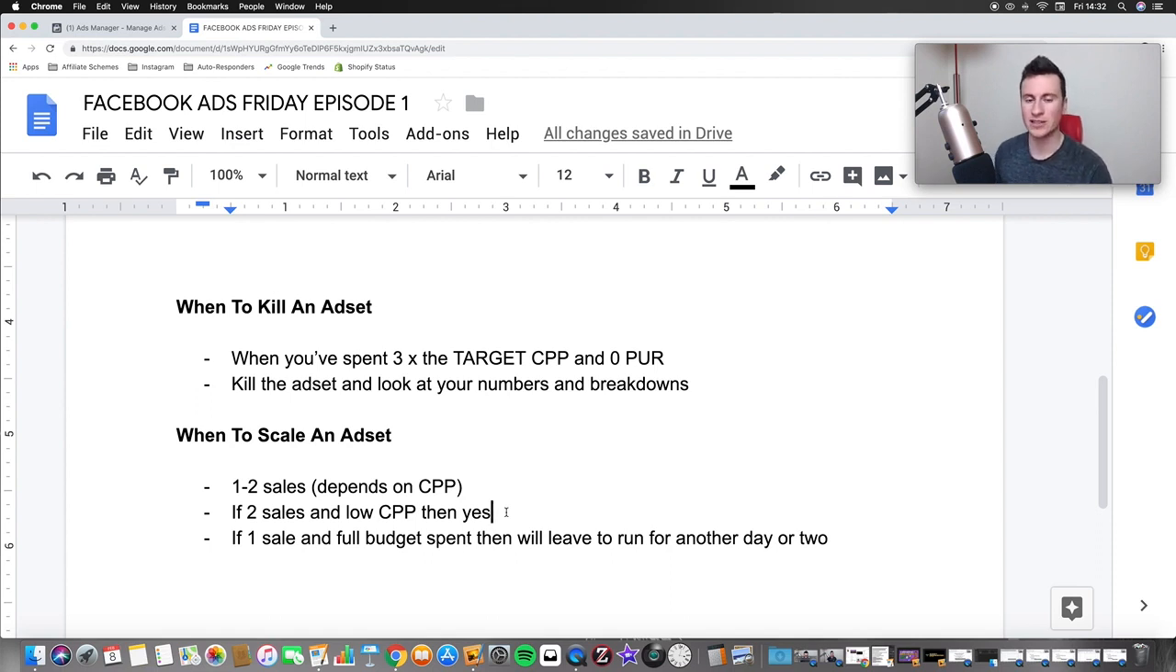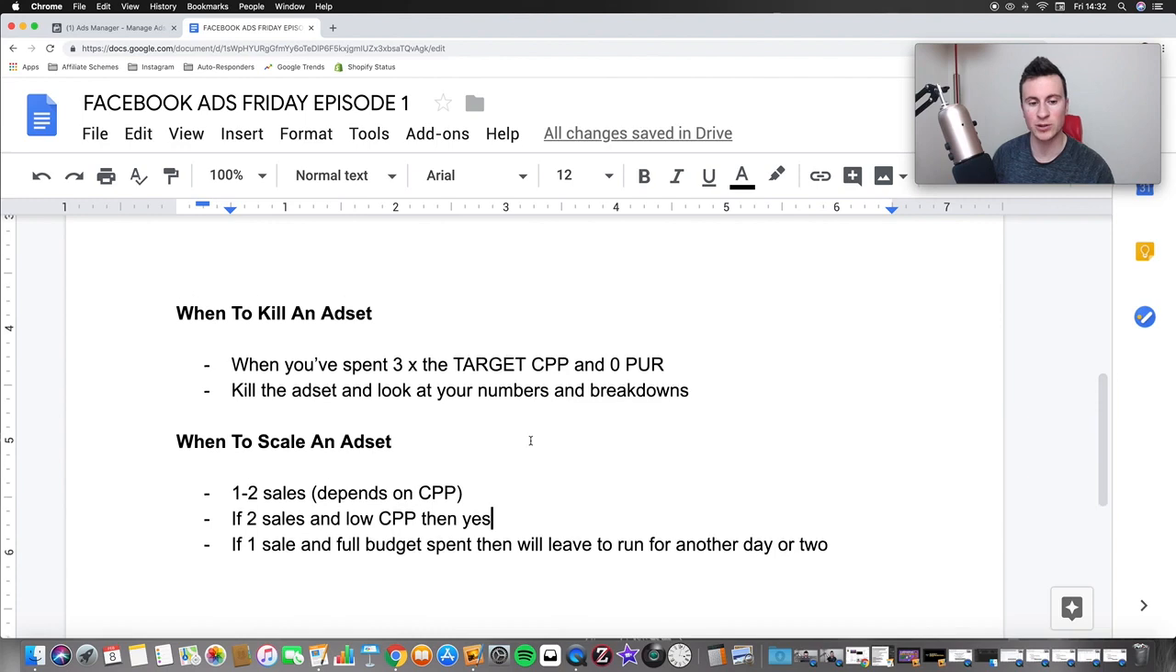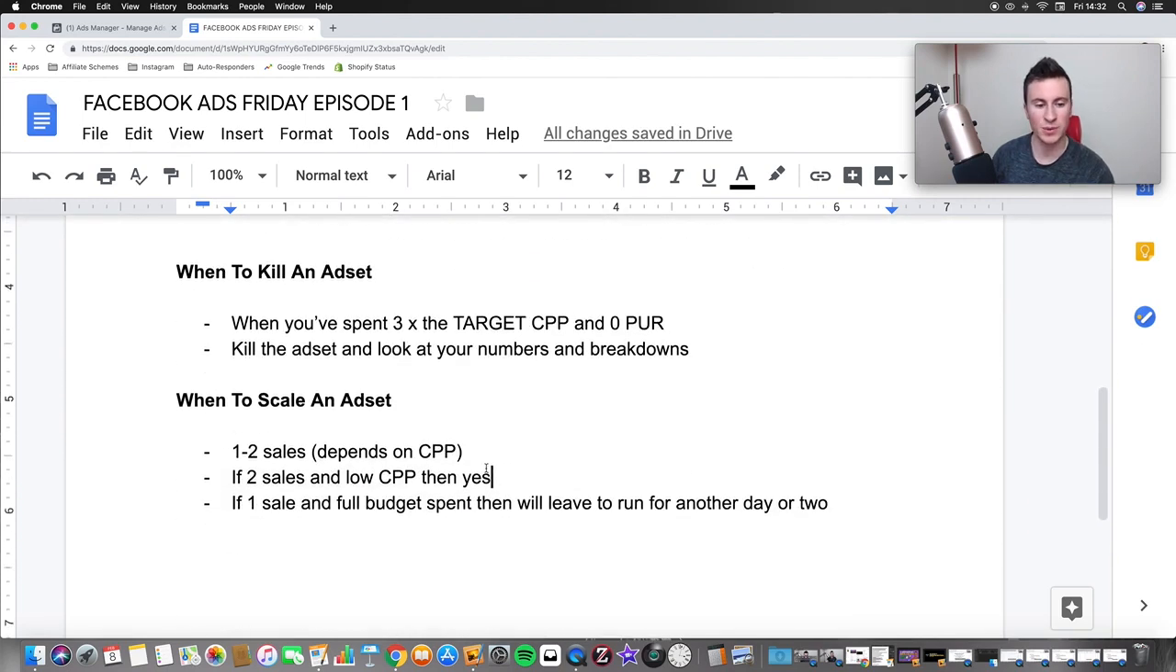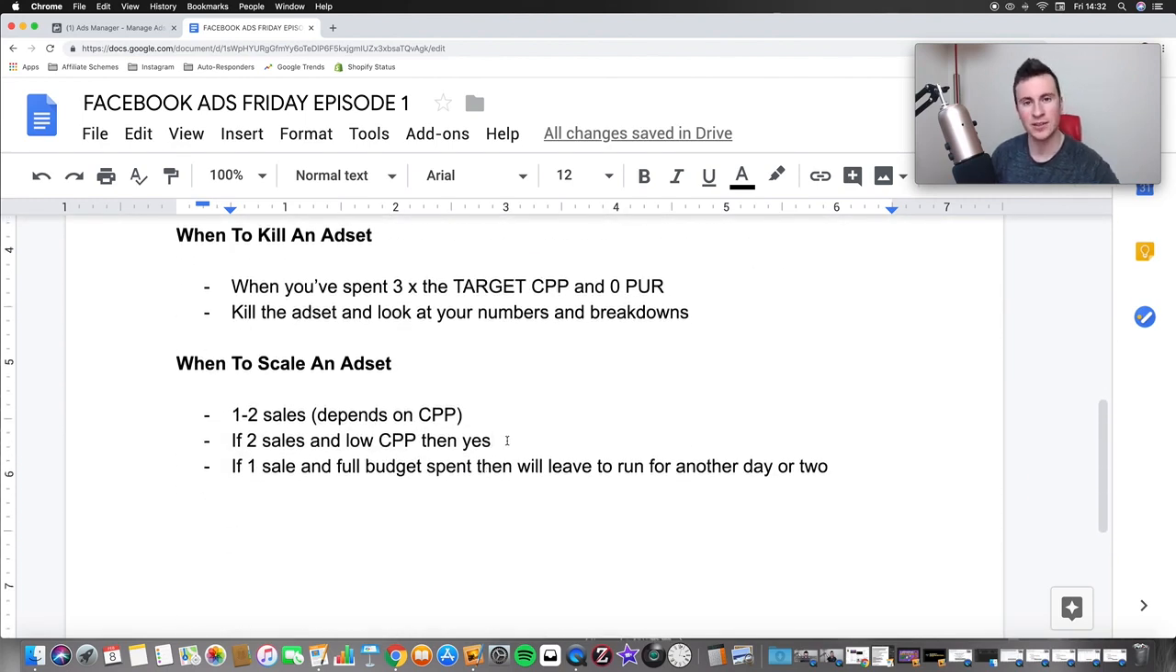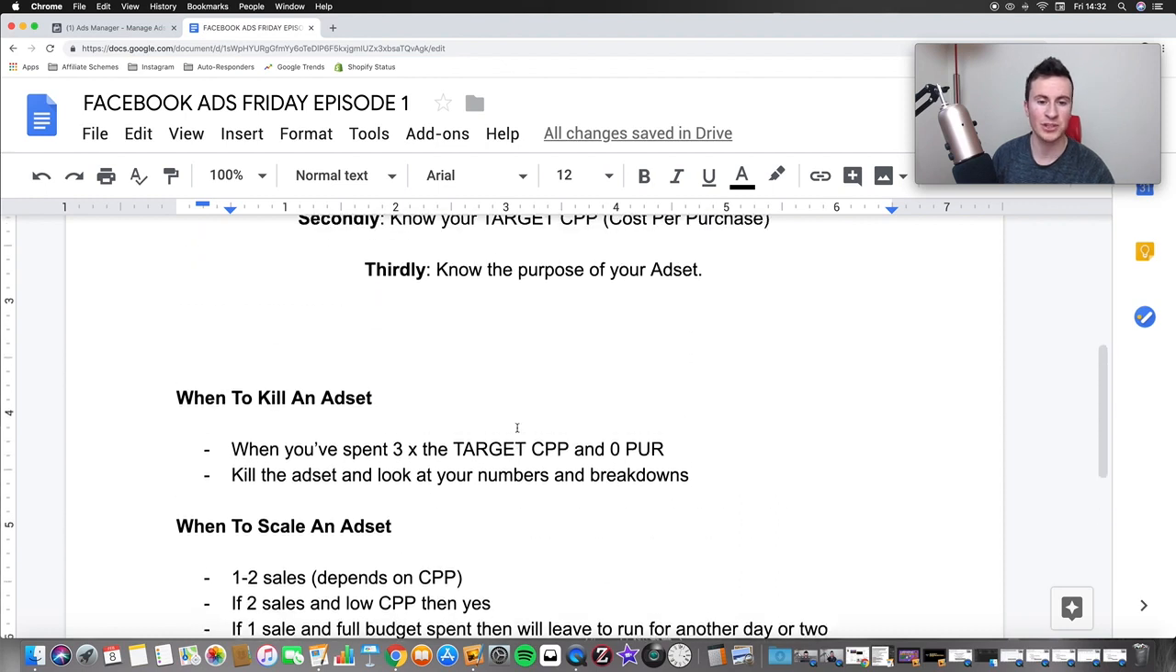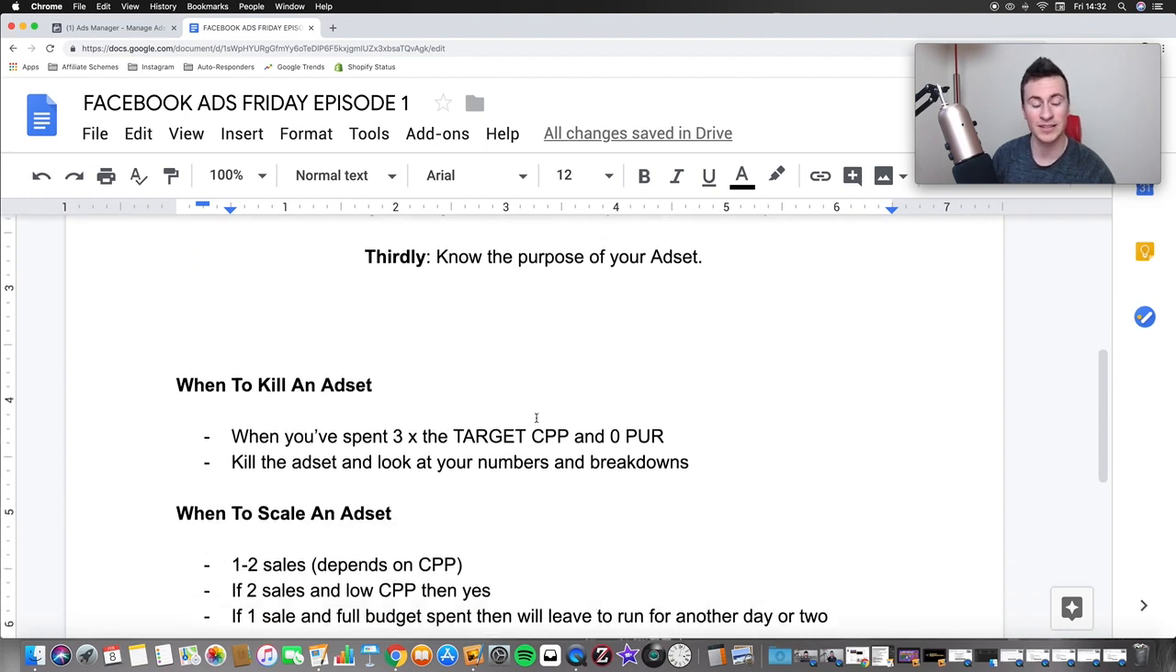If I spend 3 times the target cost per purchase, so if I spend £21 basing it on this example, and I get 2 purchases, then that is obviously a £10 cost per purchase, which is still more expensive than the £7 we can afford.